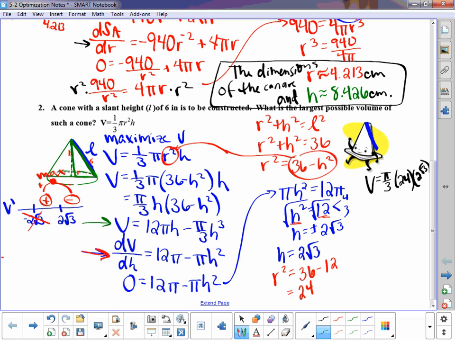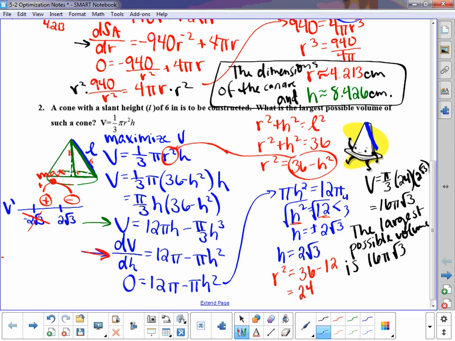And honestly, guys, if this was free response, you could have just left it as root 12. That's fine. And if it was free response, we could leave it unsimplified. But it's not too bad simplified. So 24 divided by 3 is 8 times 2 is 16. All right, so the largest possible volume is 16 pi root 3, and what are my units here?